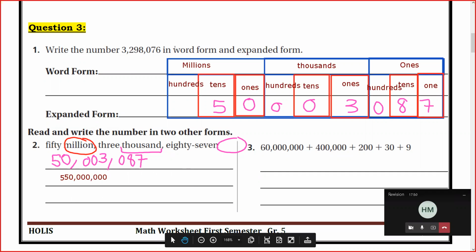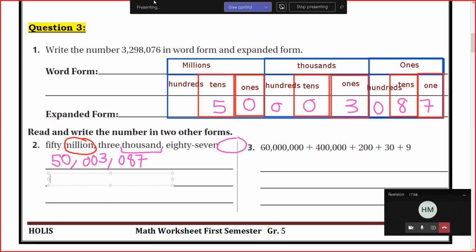Please erase this one here, because we don't need it. So 5 with 7 zeros, and every 3 digits we need to add a comma. Okay, continue now. Plus.